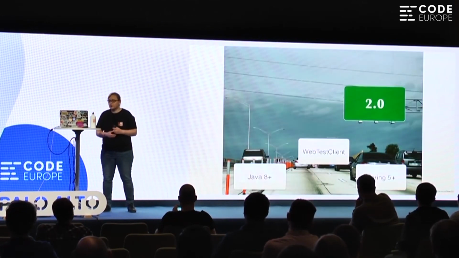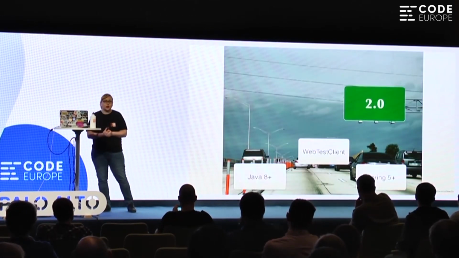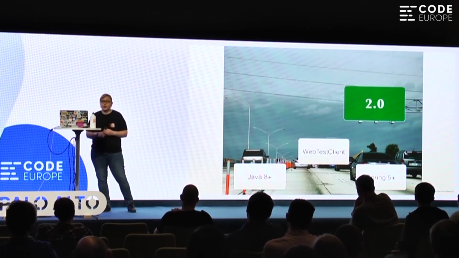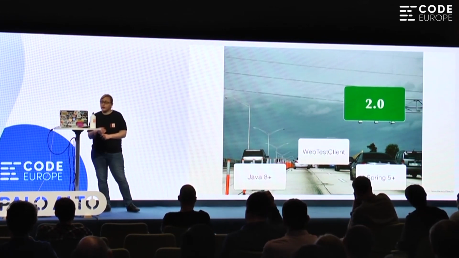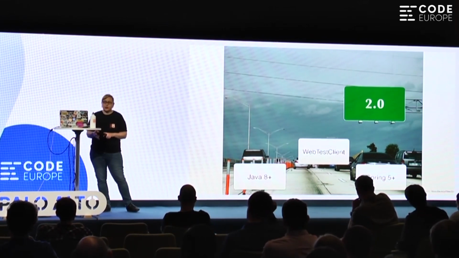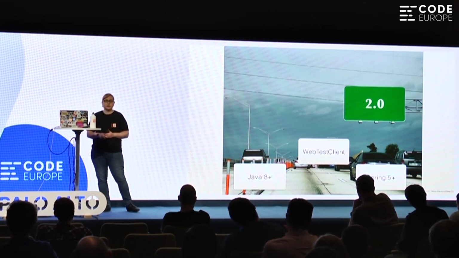With the release of 1.2, it was also announced that they're now going to start working on the roadmap for 2.0, which will increase some versions of things. It's going to go to Spring, I think Spring Boot 5, Java 8, as well as supporting a major player in that field, the WebTestClient.